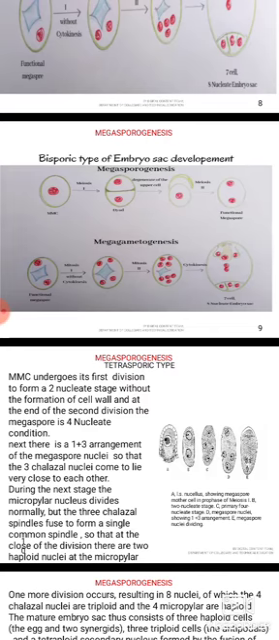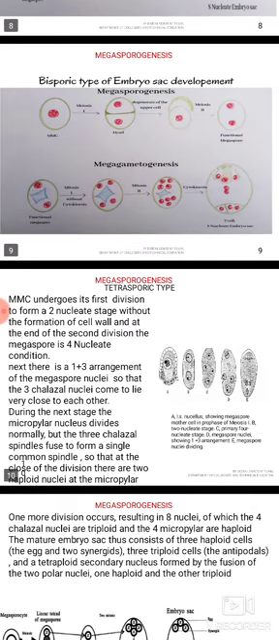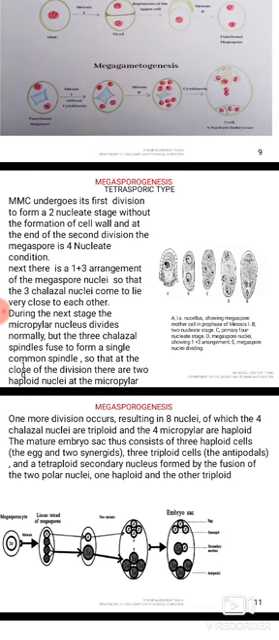During the next stage, the micropylar nucleus divides normally, but the three chalazal spindles fuse to form a single common spindle, so that at the close of division there are two haploid nuclei at the micropylar region. Then one more division occurs, resulting in 8 nucleate, of which the 4 chalazal nuclei are triploid and 4 micropylar are haploid.